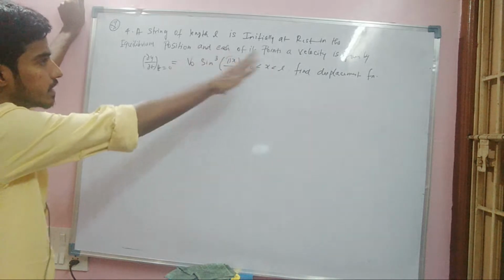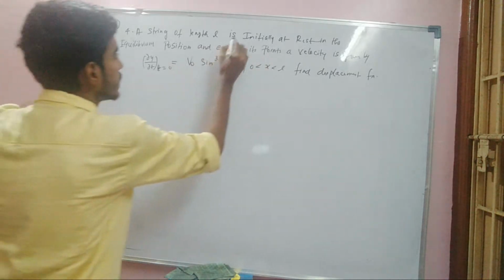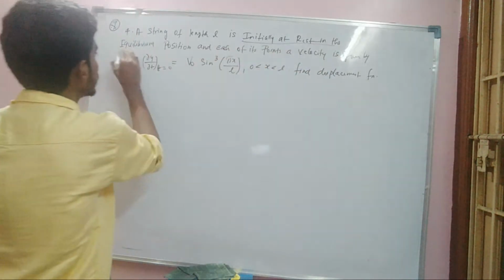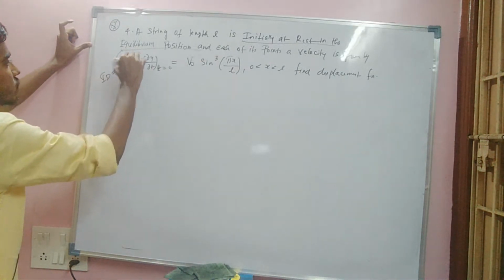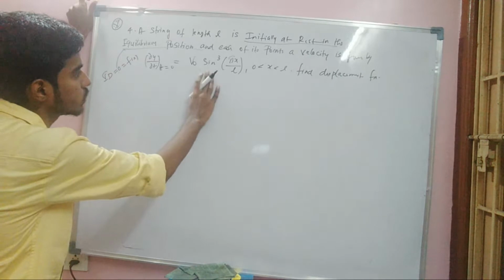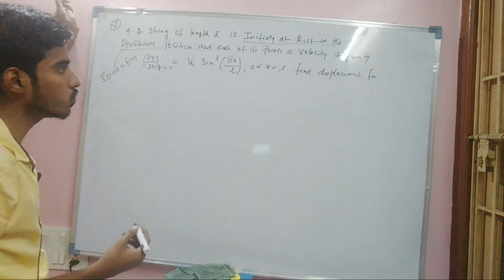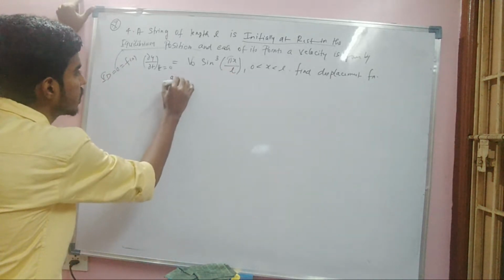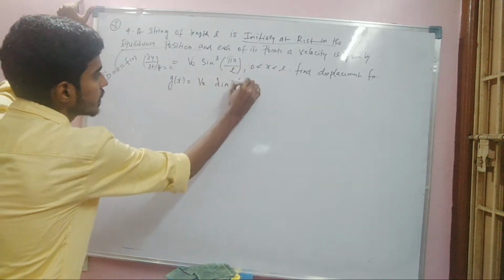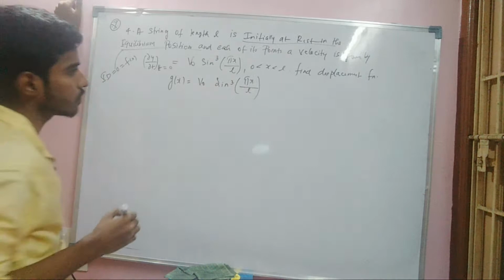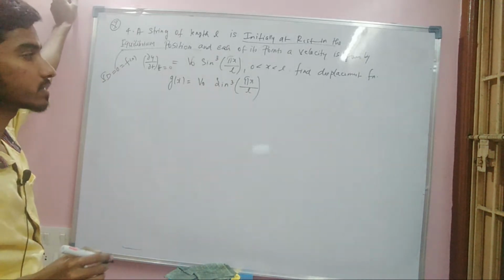So it is given that the initial displacement is 0, right? Whenever they give initial at rest in equilibrium position, that means initial displacement is 0. That means our f of x is equal to 0. They have given the initial velocity to be equal to v naught sine q pi x by L. Therefore our g of x will be equal to v naught sine q pi x by L. We need to find the displacement function, y of x comma t.